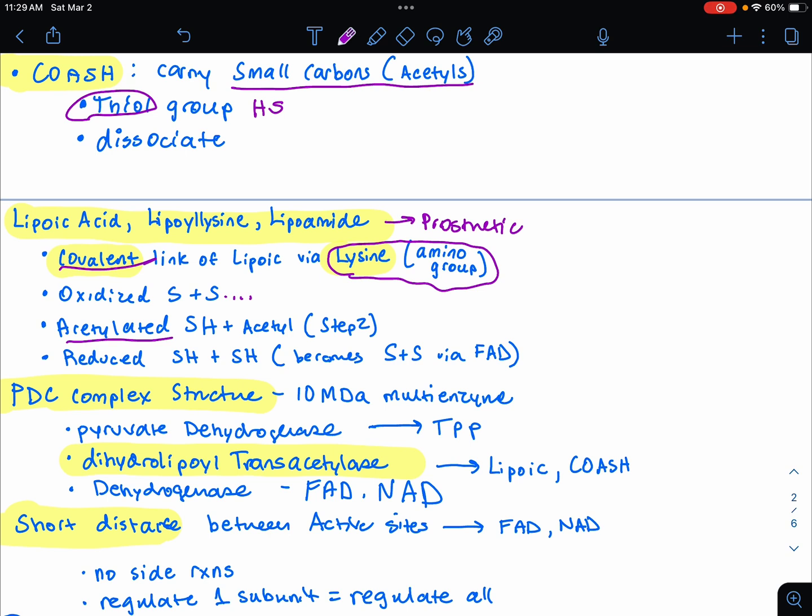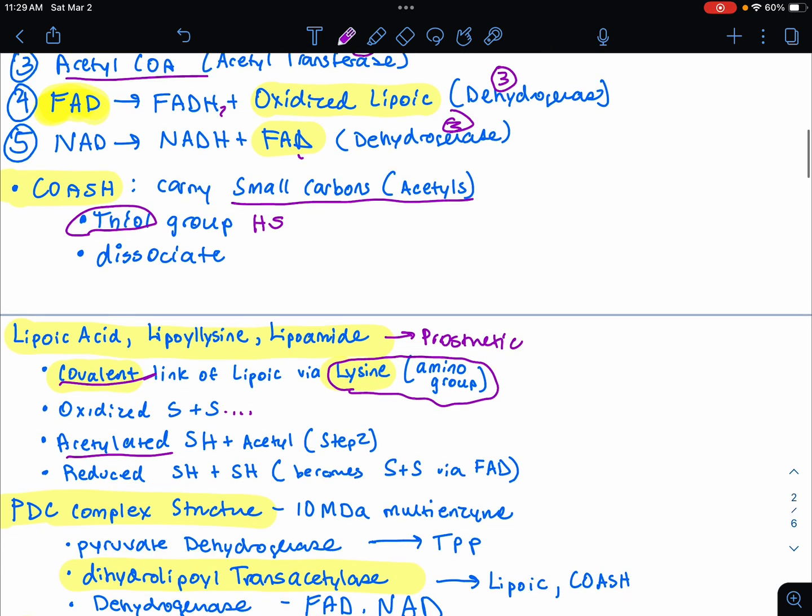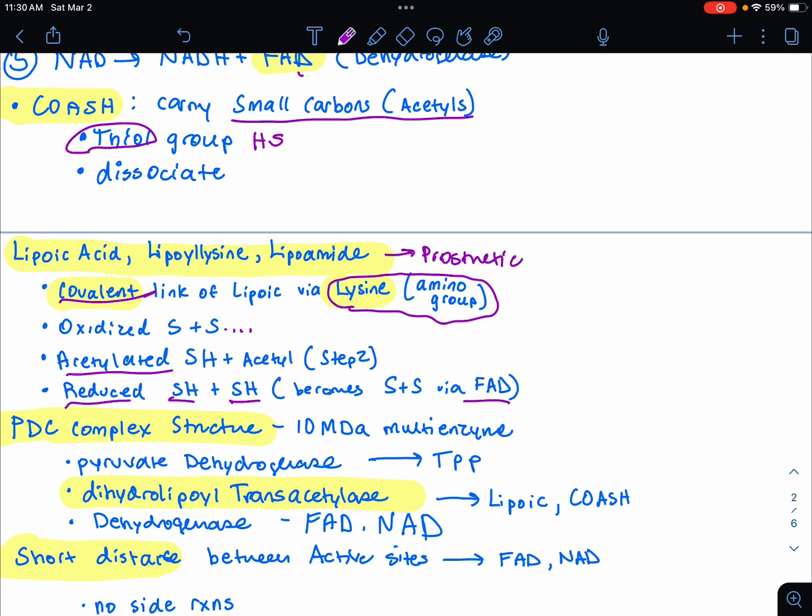And then after step 3, unfortunately, we're going to have our reduced lipoic acid, which is going to be SH and SH. Again, we need to restore this reduced form back to the oxidized form where it's just S and S. And this is done via step 4, where we're taking FAD and a dehydrogenase, and that FAD becomes FADH2. And then that will restore, or oxidize, lipoic acid to the S and the S.